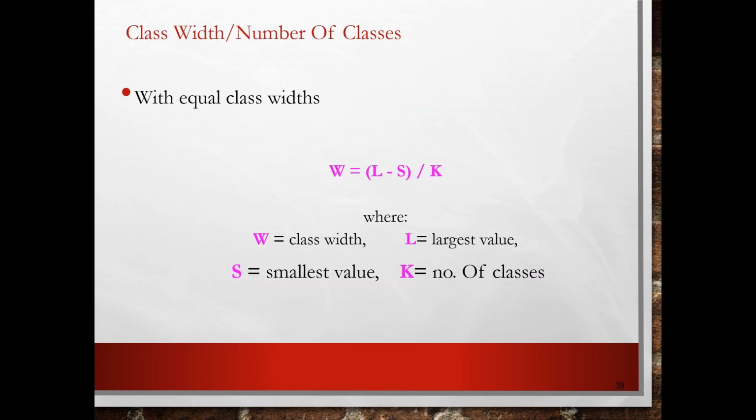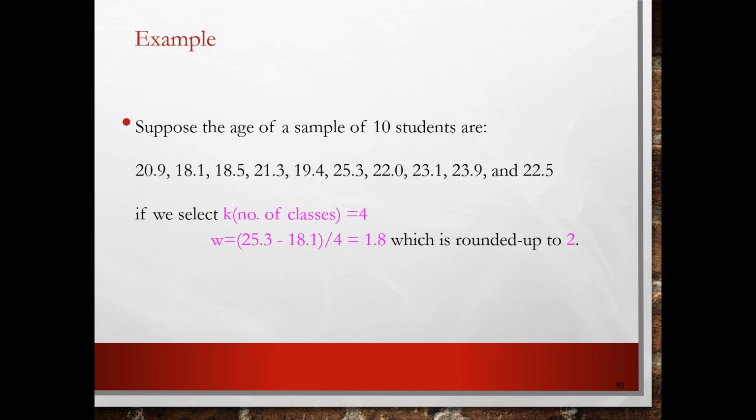Suppose S is the smallest value and L is the largest value in the data, and K is the number of classes. So you can calculate the width of a class like this. Suppose this is an example giving the ages of 10 students in a class, right? If you select the number of classes to be 4, then 25.3 minus 18.1 divided by 4 is 1.8. So it's roughly like 2.